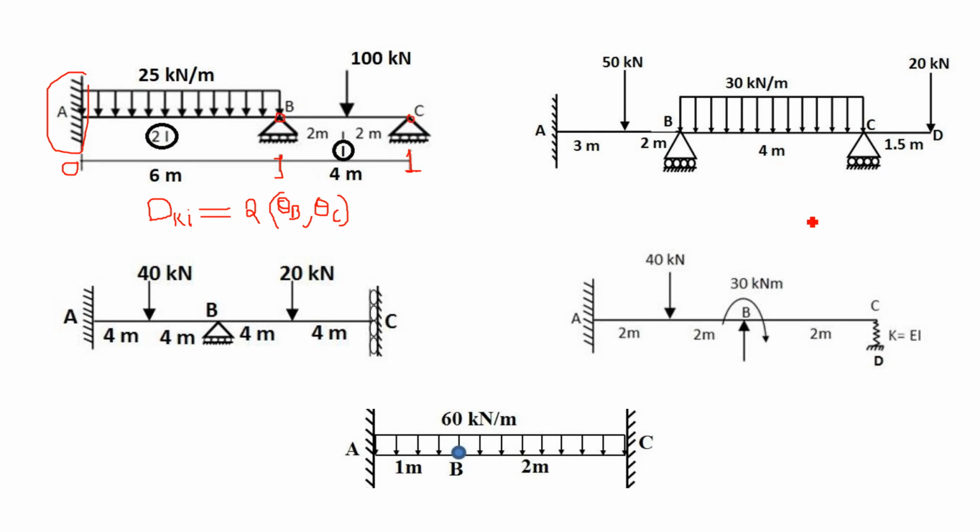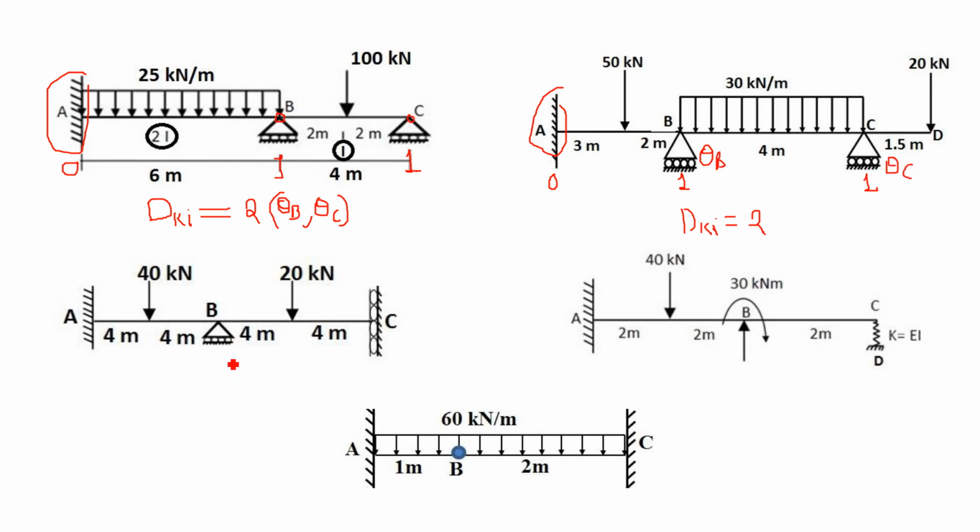Similarly, if you look at the other beam structure, second figure, this is fixed, 0 DKI, roller 1, this roller is also 1. Since it is an overhang portion, there is no support provided, so DKI in this case also is 2. DKI equal to 2, and those two are theta B and theta C.